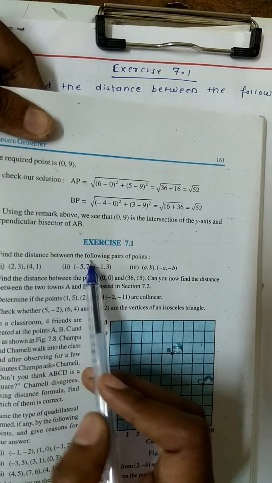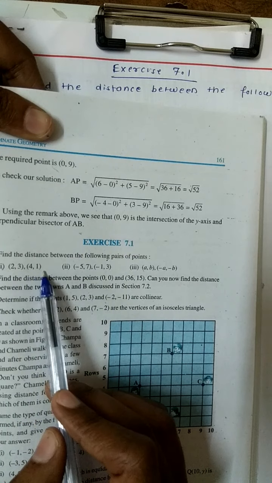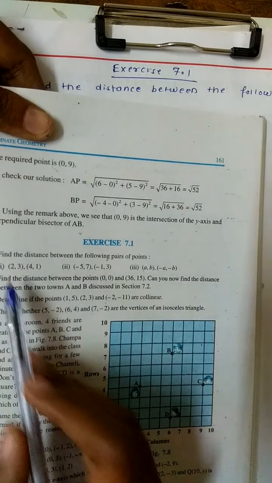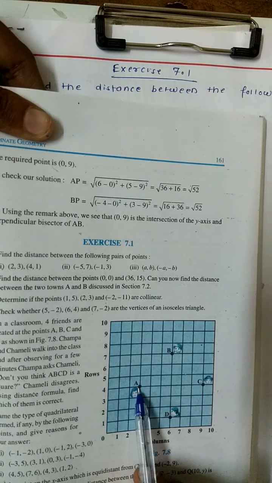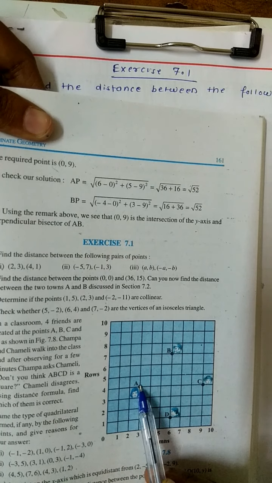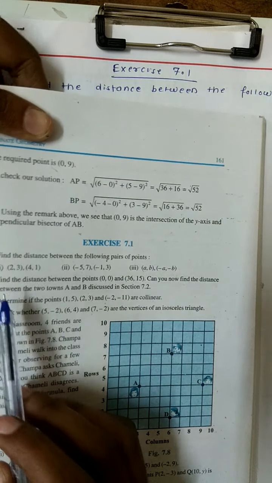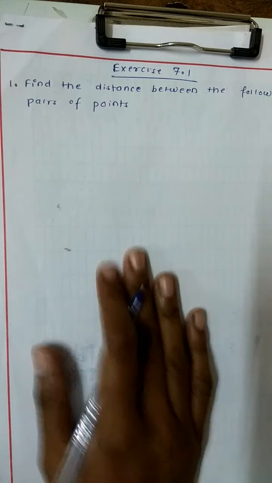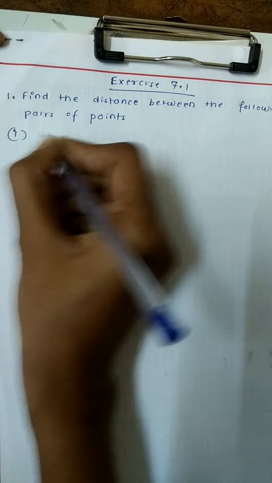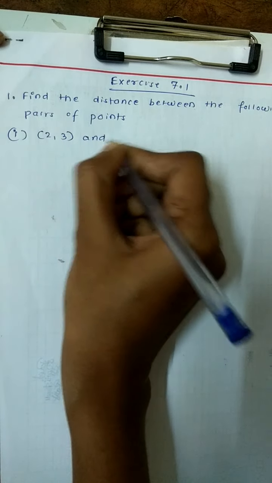To find the distance between a pair of points, these coordinate points are given, and you have to find the distance between them. For example, let us take the point (2, 3) as A and the point (4, 1) as B. So the distance from A to B we are going to find out. Let us start. Here I have written the question. The first is (2, 3) and (4, 1).